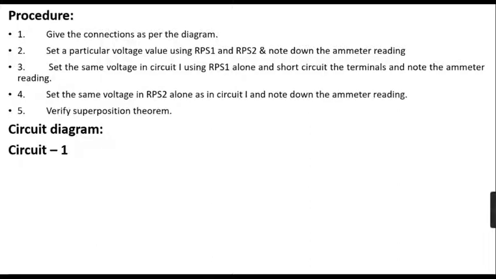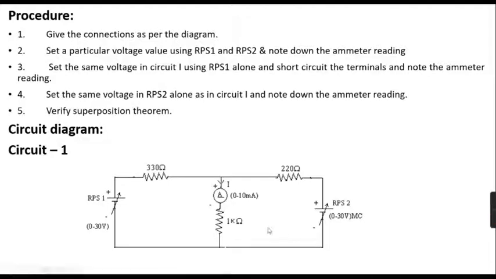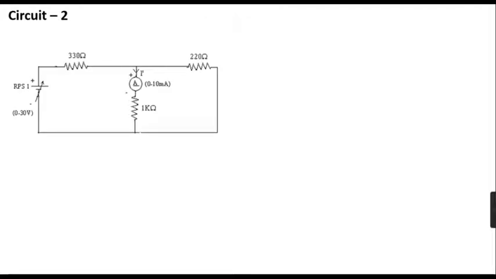I will show you in the diagram. This is your circuit diagram. This is RPS 1 and RPS 2. For the initial case, you need to set the RPS voltages, for example 10 and 10 here, and note down the ammeter reading. This is your original circuit. Now for the superposition theorem, first short circuit RPS 2 and set 10 volts in RPS 1. Note down the ammeter reading, which is your I dash.